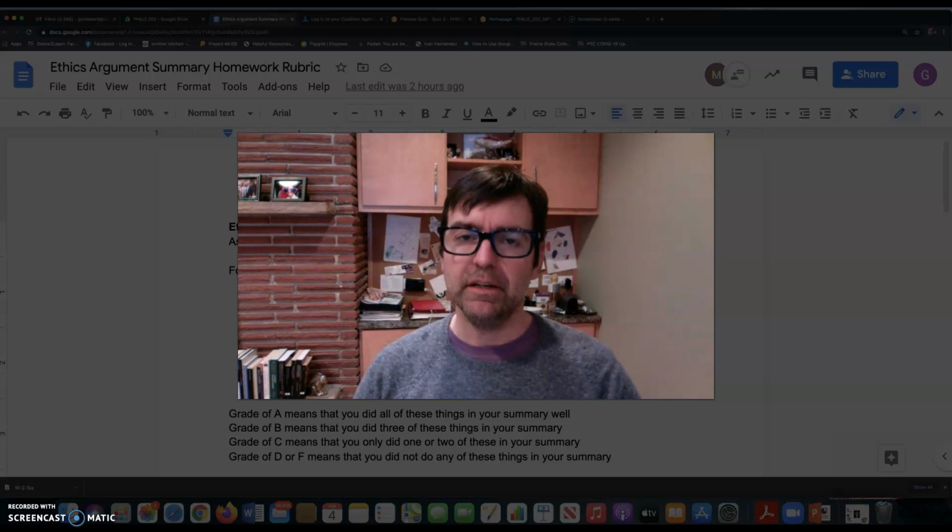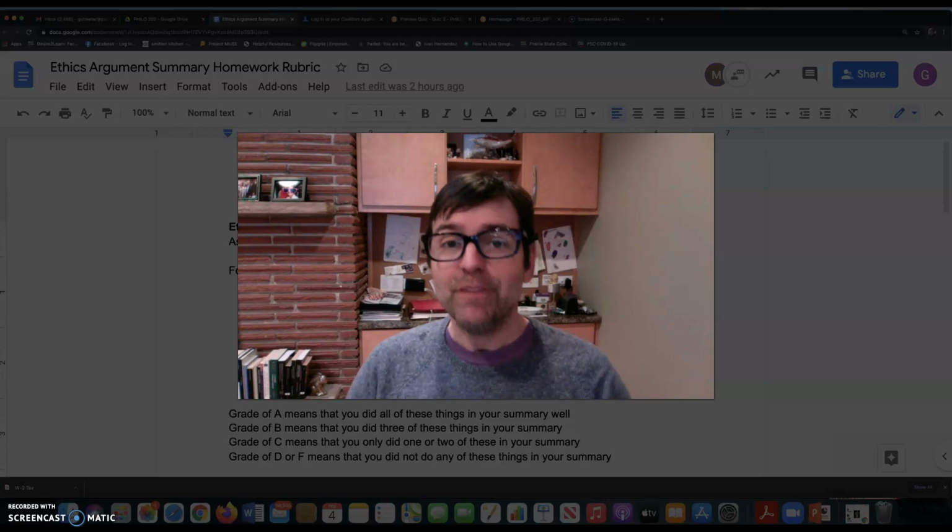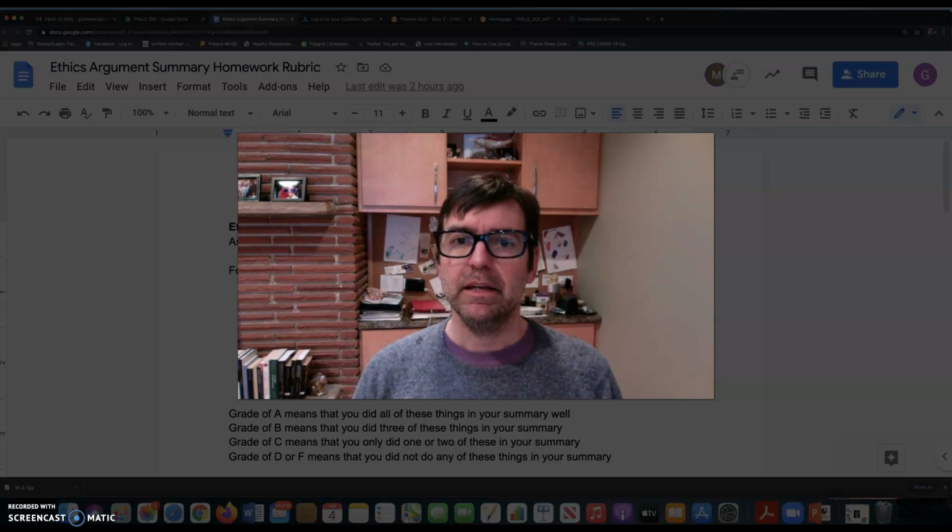So this rubric is meant to help you think about how to interpret the grade that you earned and what I'm looking for in your argument summaries and what you can do to improve them moving forward.